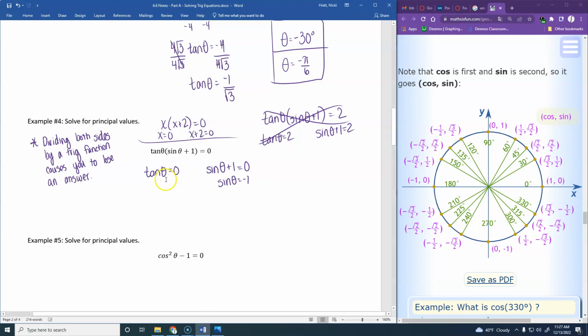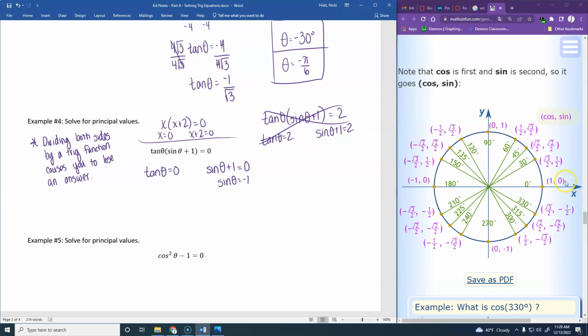So I want to think about where tangent is 0. How do I find tangent again? Sine over cosine, which is going to be y coordinate over x coordinate. Sine over cosine, where is that going to give me 0?